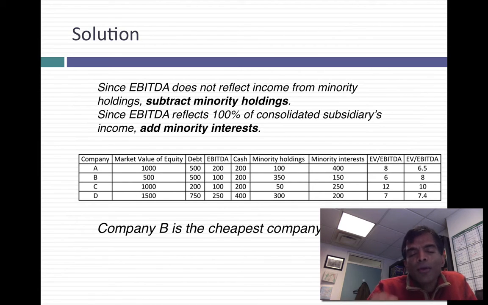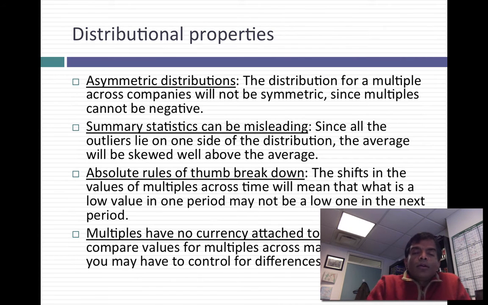So try that out when you have these consistency tests to see what's in the denominator and work back to see what should I be taking out of the numerator or what should I be adding in. Now, the second issue you're going to have to deal with are the distributional issues. And fundamentally, there were 4 points we made about the distributional characteristics of multiples.